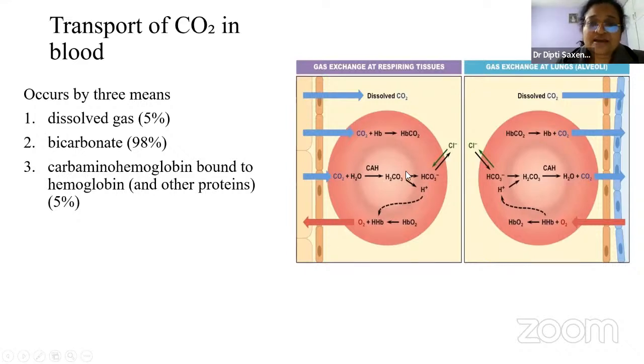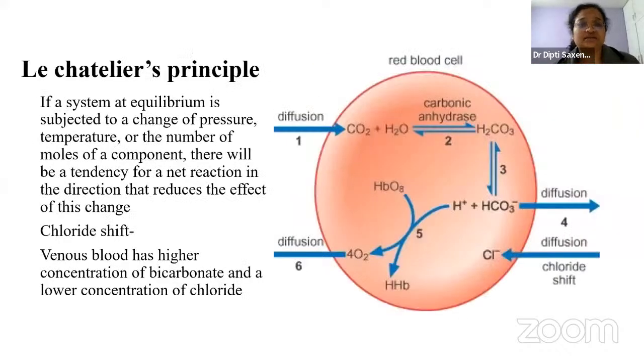As soon as this bicarbonate is generated, what happens? At this point, I would like to introduce the concept of Le Chatelier's principle, which states that if a system at equilibrium is subjected to a change of pressure, temperature, or the number of moles of a component, there will be a tendency for a net reaction in the direction that reduces the effect of this change. What we do is inherently resist any change in the present state.